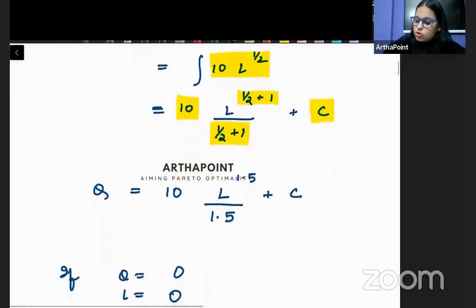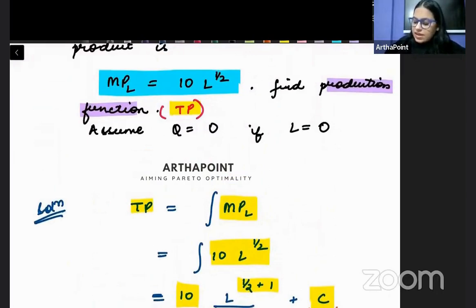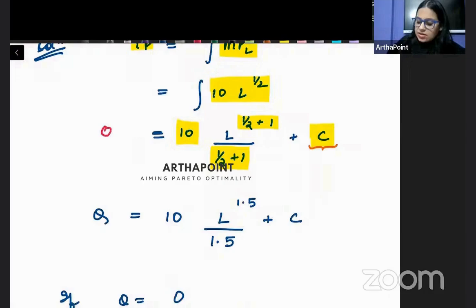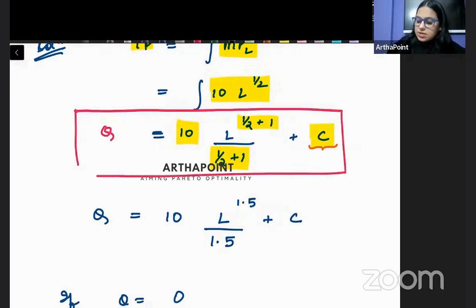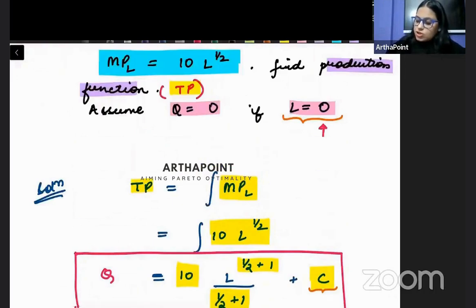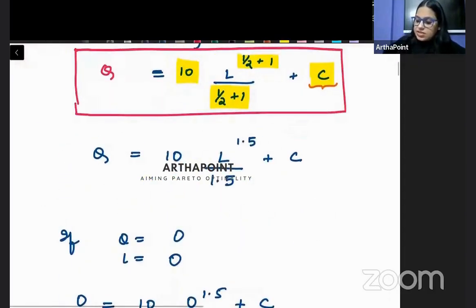अच्छा, now have a look here. अब ये C का वैल्यू मुझे निकालना पड़ेगा. I need to find the C. तो क्वेश्चन बोल रहा है कि when L is 0, जब लेबर का वैल्यू 0 होगा तो आउटपुट भी 0 होगा. Q will also be 0. तो बेटा ये जो फंक्शन हमने निकाला है, this function that I have found out, this is nothing but total product. That means it is nothing but the value of Q. And now this question is telling me that when I put L as 0, I should get Q also as 0. So instead of L in this function, I will plug in 0.